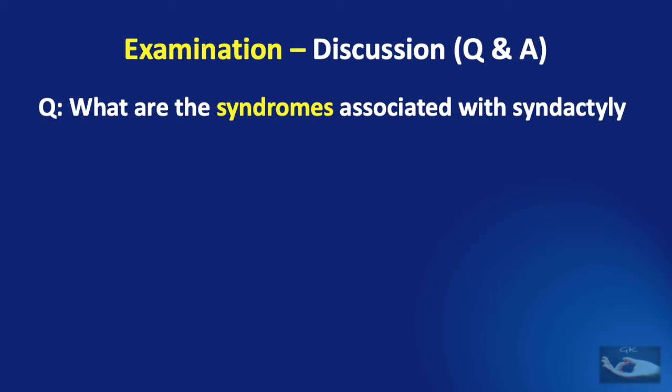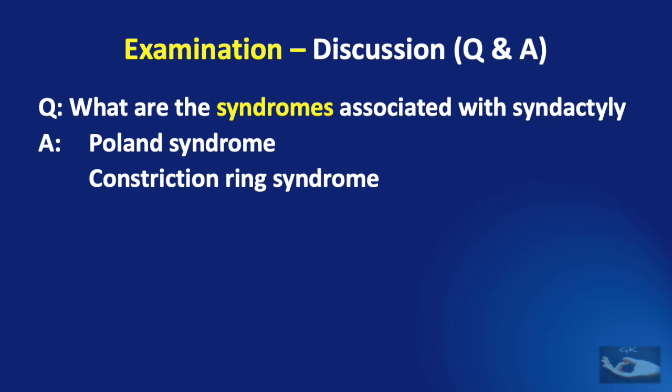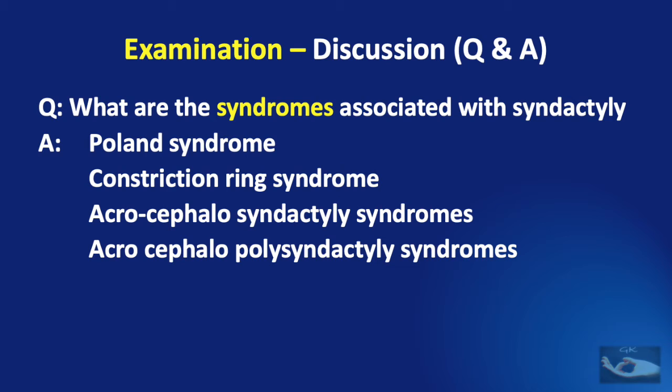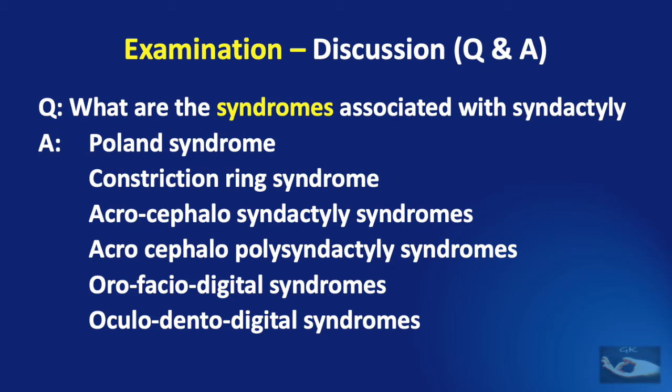There are 6 main syndrome complexes that could be associated with syndactyly: Poland syndrome, constriction ring syndrome, acrocephalosyndactyly syndromes, acrocephalopolysyndactyly syndromes, orofaciodigital syndromes, and oculodentodigital syndromes. Let us now see the main features of these syndromes so that we can recognize them or look for them when we come across these conditions.